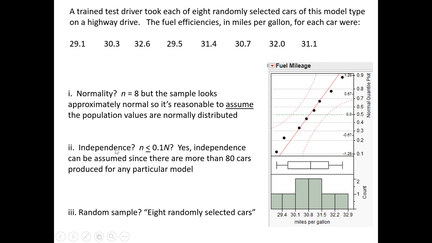All right. Next, for independence, one benefit of a small sample size is that you're probably not going to approach 10% of the population size. So take your n and multiply by 10. As long as there's at least 80 cars of this type, then we're okay on independence. Lastly, it did say in the problem that we have 8 randomly selected cars of this model type. So we know that the sample is random. In this case, we don't have to assume.